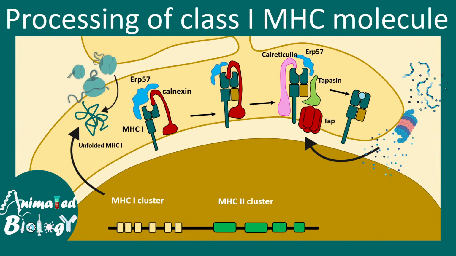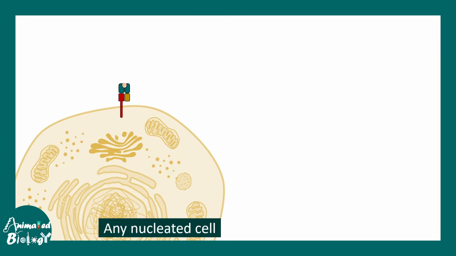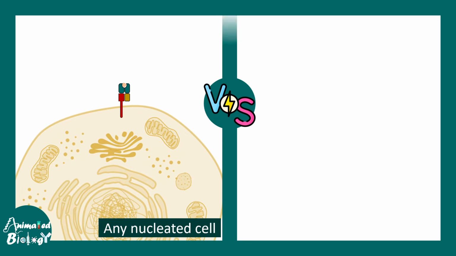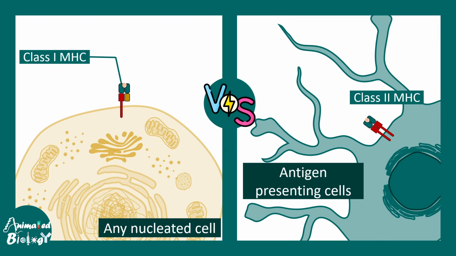In this video, we'll talk about processing of the class 1 MHC molecule in a bit more detail. In an earlier video, we talked about this process as an overview. Now we are going to delve into the details of class 1 MHC and class 2 MHC presentation in a much more elaborate fashion. Any nucleated cell would display its self-antigen or endogenous peptides on class 1 MHC molecule, whereas antigen presenting cells such as dendritic cells would display exogenous antigen, let's say, coming from a bacteria or a pathogen, on class 2 MHC molecule.